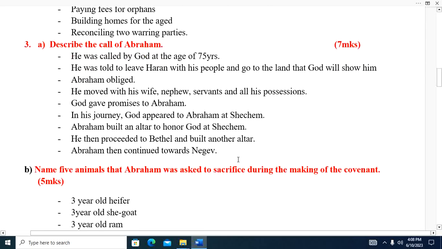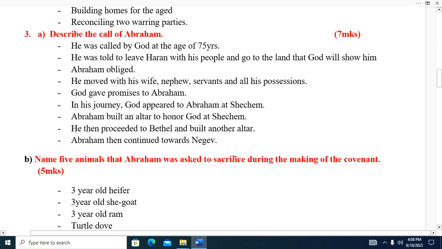Number 3, describe the call of Abraham. You're told to describe in this question. They repeat it very many times. Describe the call of Abraham. 7 marks. He was called by God at the age of 75. He was told to leave Haran with his people and go to the land that God will show him. Abraham obliged. Next, he moved with his wife, nephew, and servants.